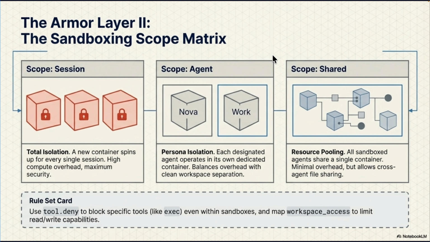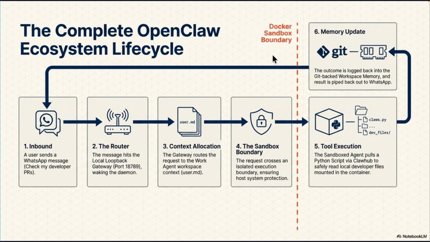Then you have the sandboxing scope matrix. Scope session is total isolation: a new container spins up every single session, high compute overhead, maximum security. You have scope agent, which is persona isolation: each designated agent operates its own dedicated container, balancing overhead with clean workspace separation. Then you have scope shared, which is resource pooling: all sandboxed agents share a single container, minimal overhead, but allows cross-agent file sharing. What is the rule set? Use tool deny to block specific tools like exec even within boundaries, and map workspace access to limit read-write capabilities.